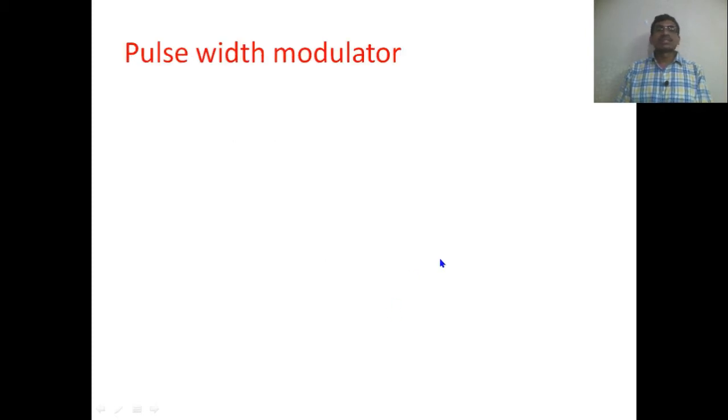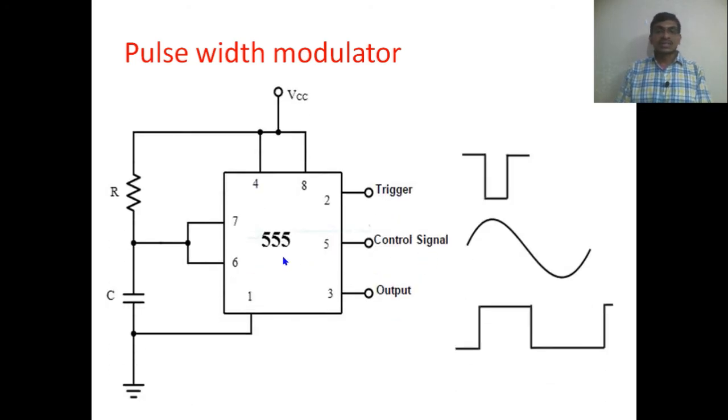So first we will see the pulse width modulator. This is the circuit to generate a pulse width modulator using a monostable multivibrator with the IC 555. We already know that to convert IC 555 into monostable operation, we connect a resistor between VCC and the 6th and 7th pin combination, and a capacitor between this node and ground. The third pin is the output, the second pin is the trigger input, and the fifth pin is the control voltage.